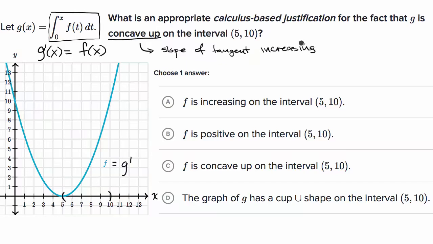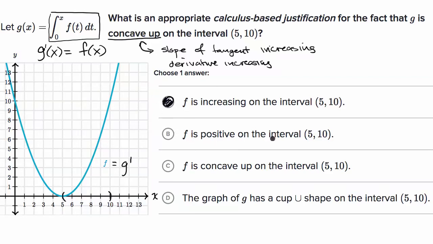Or another way of thinking about it, your derivative is increasing. If your derivative is increasing over an interval, then you're concave up on that interval. And here we have a graph of the derivative, and it is indeed increasing over that interval. So our calculus-based justification is that f, which is g prime, is increasing on that interval. The derivative is increasing on that interval, which means that the original function is concave up.